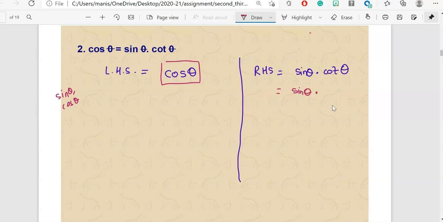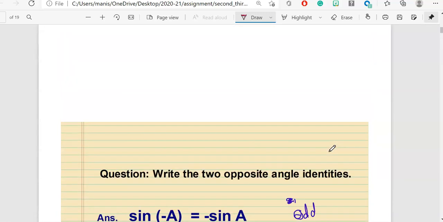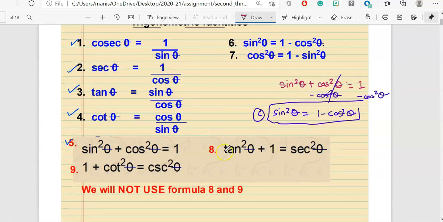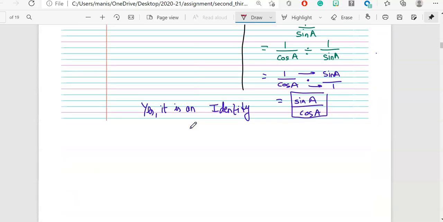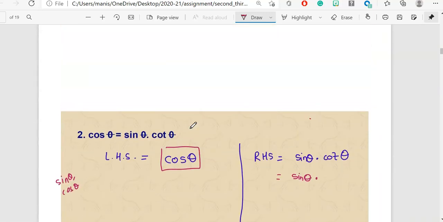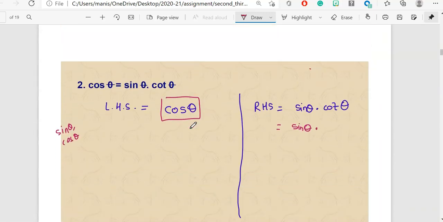Now, what is the formula for cotangent theta? Look, I will take you back again to my formula sheet so you can see this is very important. Number 4 formula is cosine theta over sine theta. So I will come back over here and I will replace my cotangent theta with what? Cosine theta over sine theta.